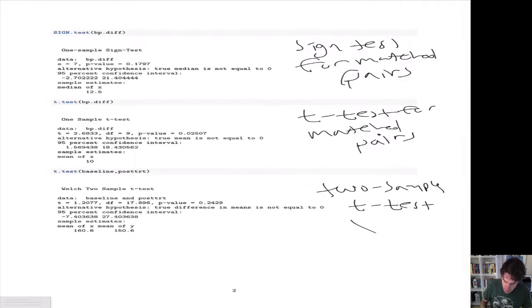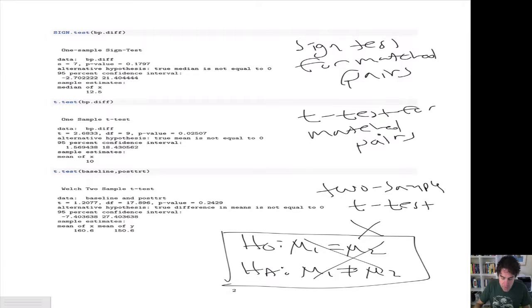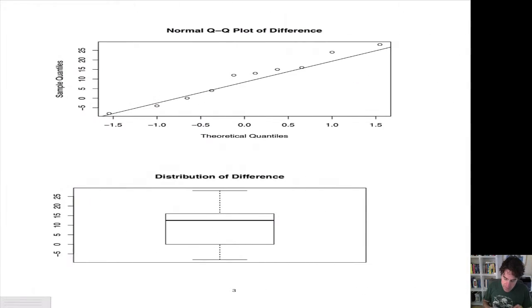Well, it can't be this one, because we don't have two samples in this situation. If we had two samples, then the null hypothesis would be something along the lines of H naught: mu1 is equal to mu2 versus, let's say, an alternative where mu1 was different from mu2. But again, that's not the case. So it's really either the sign test or the matched pairs t-test. So which is it? Well, let's have a look at the output.